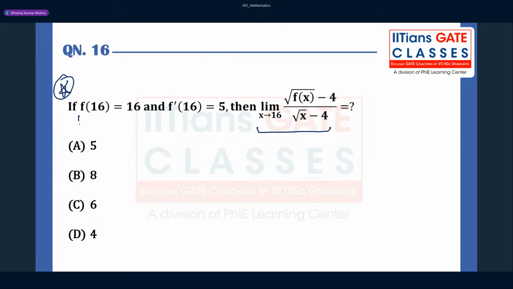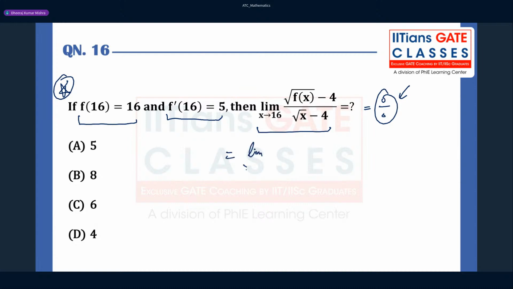What they have given here is the function value at 16, that is 16, and the differentiation value at 16 is 5. If you plug 16 in place of x, root 16 minus 4 is 4 minus 4, and 4 minus 4. So this limit is basically 0 by 0 form. 0 by 0 form means you have to differentiate, so that you can get rid of this 0 by 0 form. So you have to apply L'Hopital.